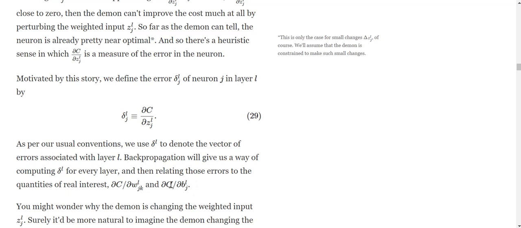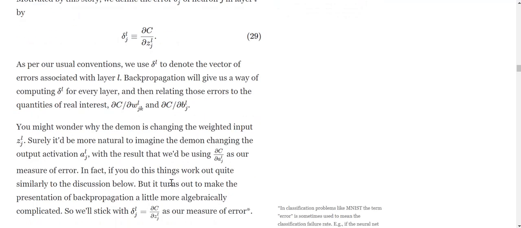So the weights, just to revise, this is the partial derivative of the cost function with respect to the weight connecting the kth neuron of the L minus 1th layer to the jth neuron of the Lth layer. And this is the partial derivative with respect to the bias associated with the jth neuron of the Lth layer.